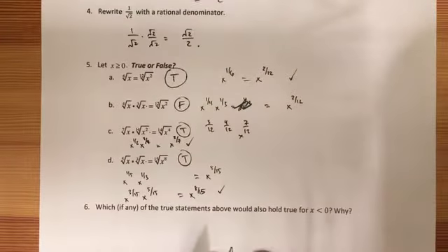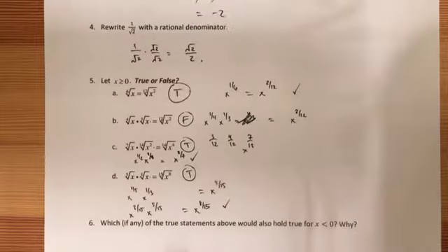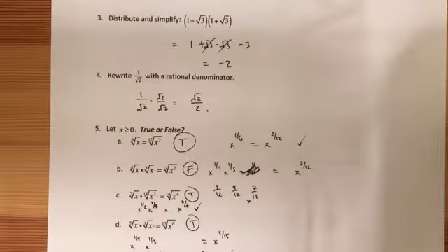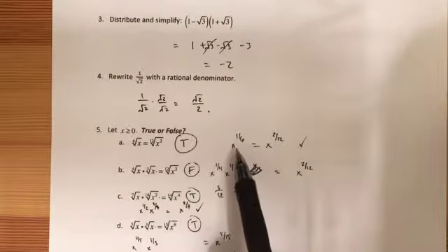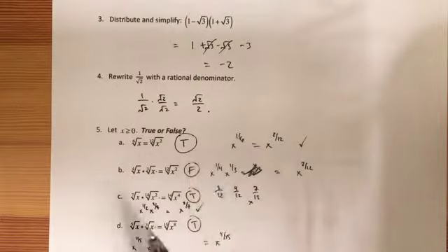Which, if any, of the above statements would hold true for x less than 0? Well, this would not, because you can't take the root of a negative, so it wouldn't really hold true here. This one might, because you're sort of taking an odd root. This one would, because you're taking an odd root.